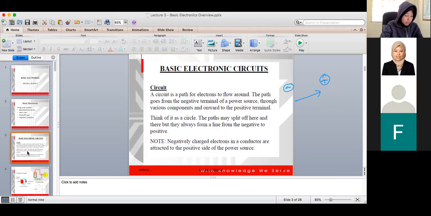So you can imagine a circle. The path may split off here and there, but it always forms a line from the negative to the positive. Negatively charged electrons in a conductor are attracted to the positive side of the power source. So electrons move from negative to positive, attracted to the positive charge. That is the basic electronics that you have learned before.